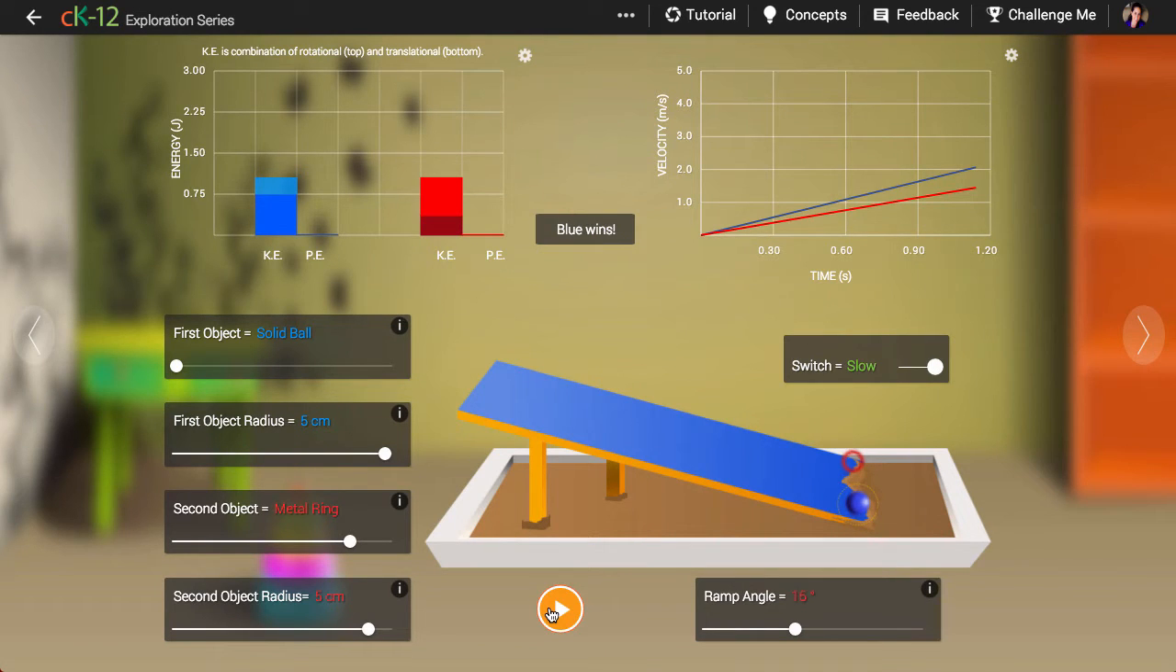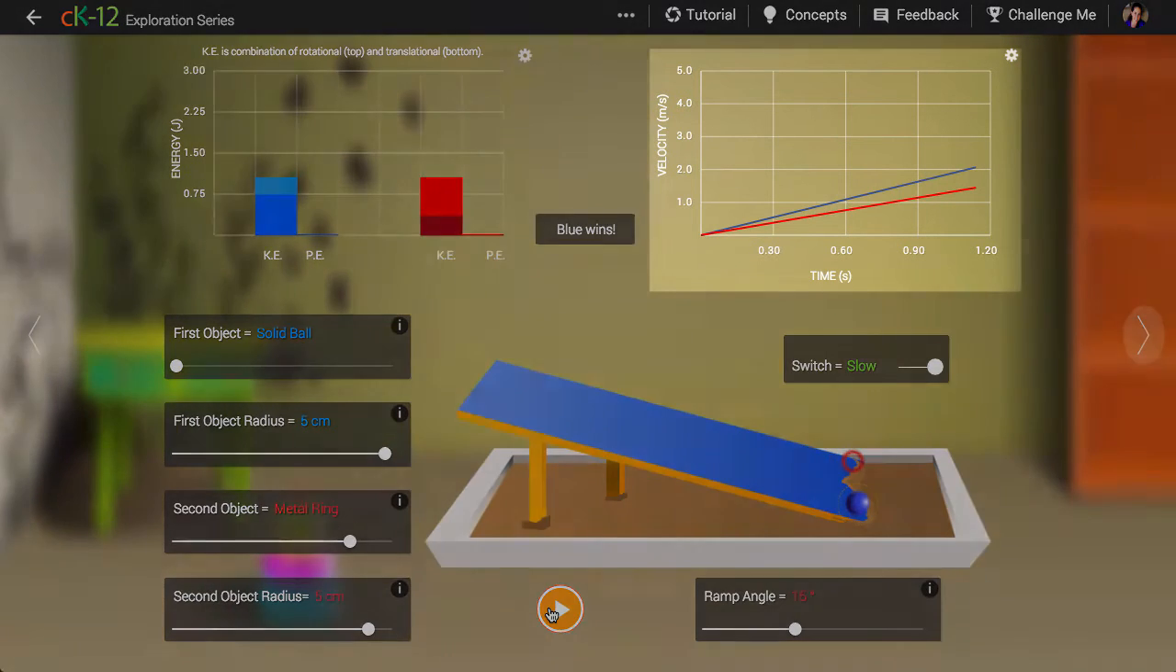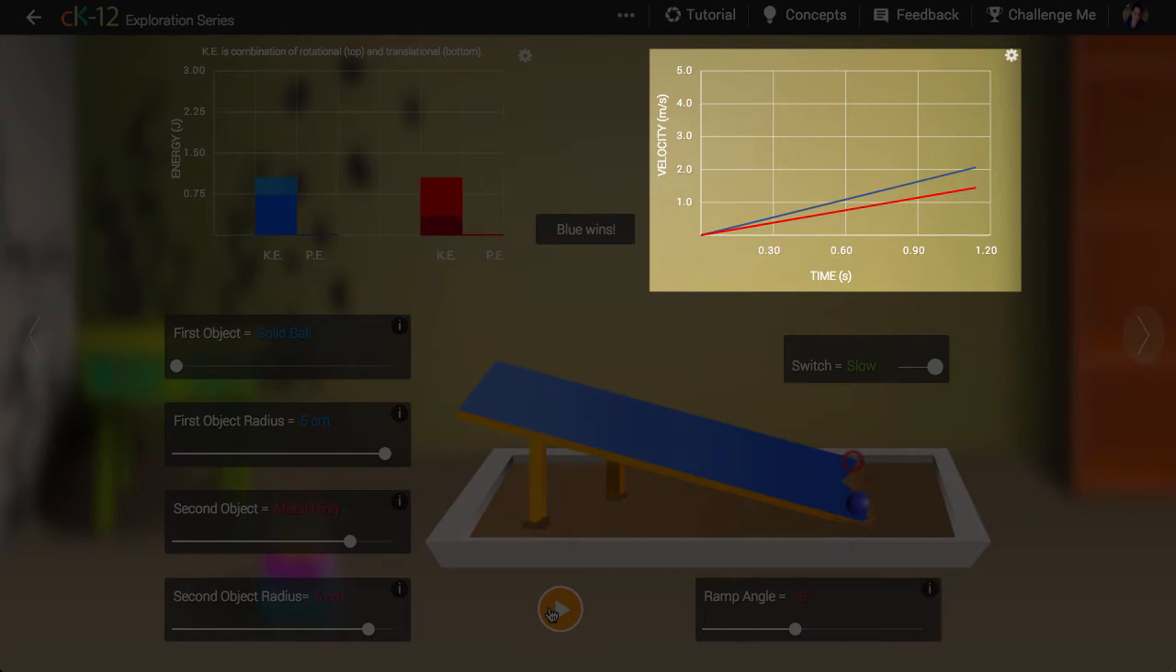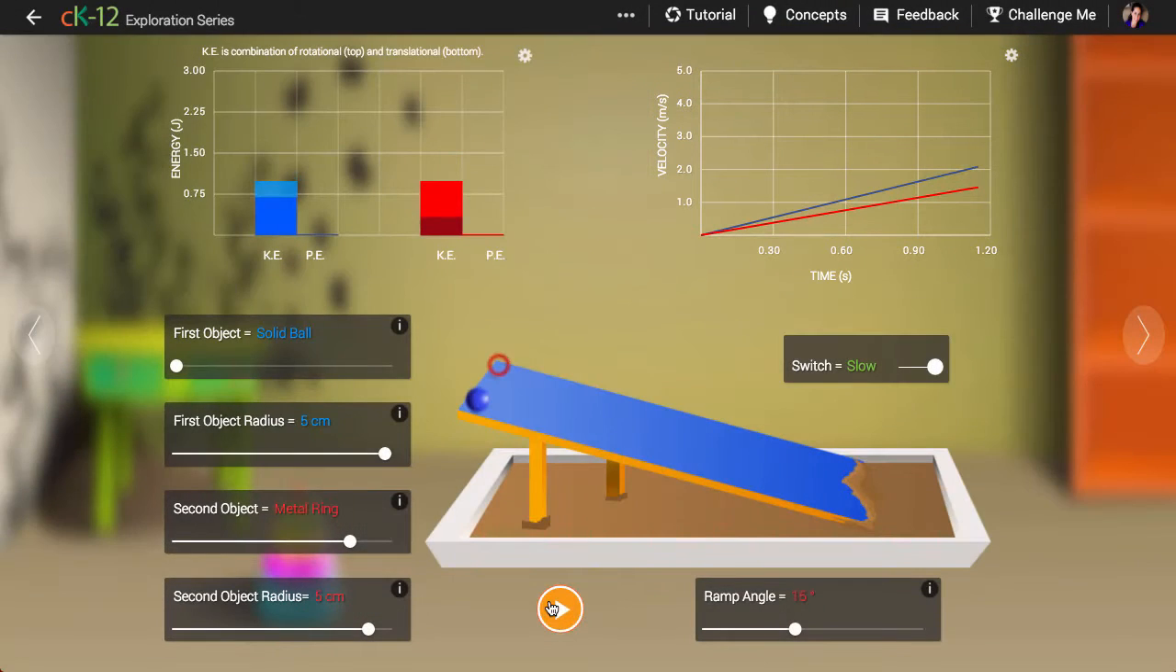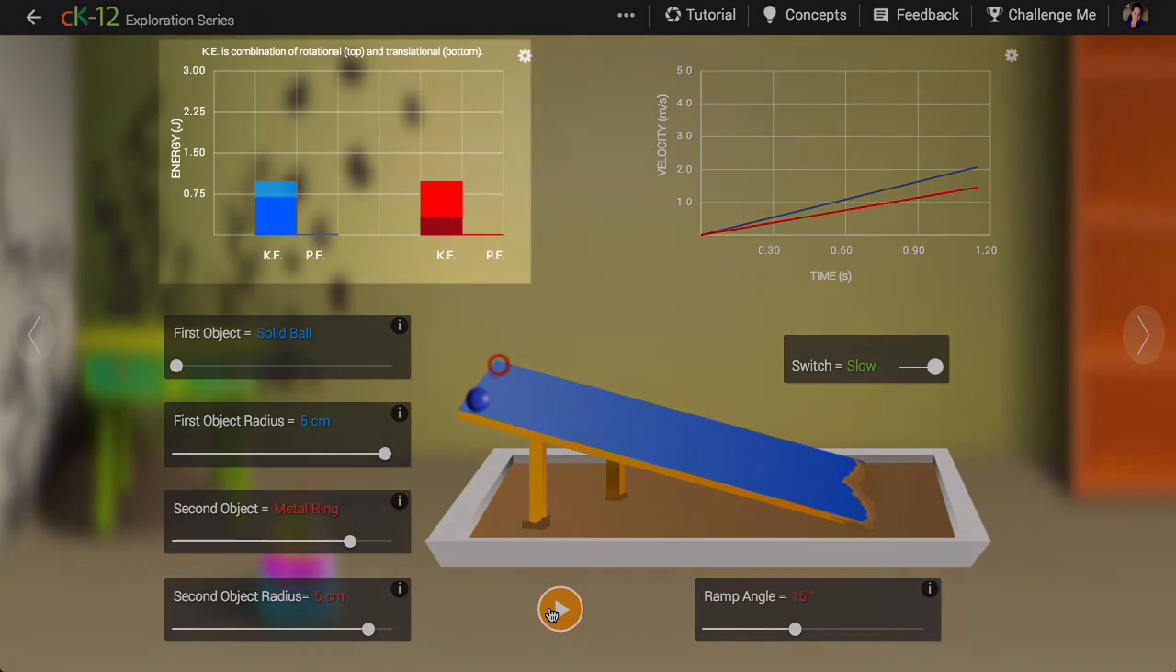How do we account for that? Well, let's first look at the graph at top right. The two objects have velocity versus time graphs with different slopes. They both accelerated uniformly, just with different acceleration values. Blue was going faster at every point in time. Okay, so let's look at the graph at top left.